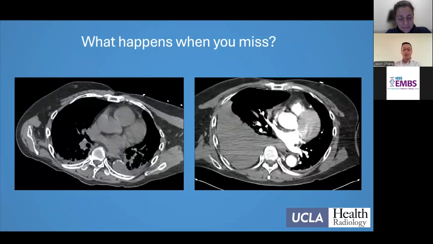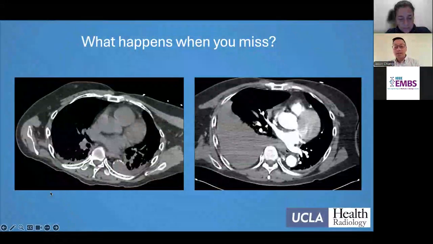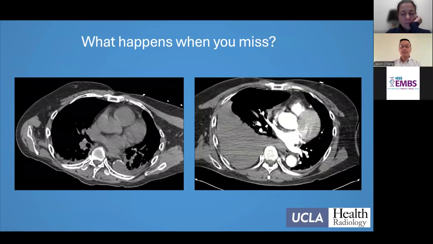What happens when you miss? This is where I could offer a little bit of insight into why it's important to know how to model your microwave ablation zones, because if you don't know where your ablation zone is going, you might miss and hit something you're not supposed to.